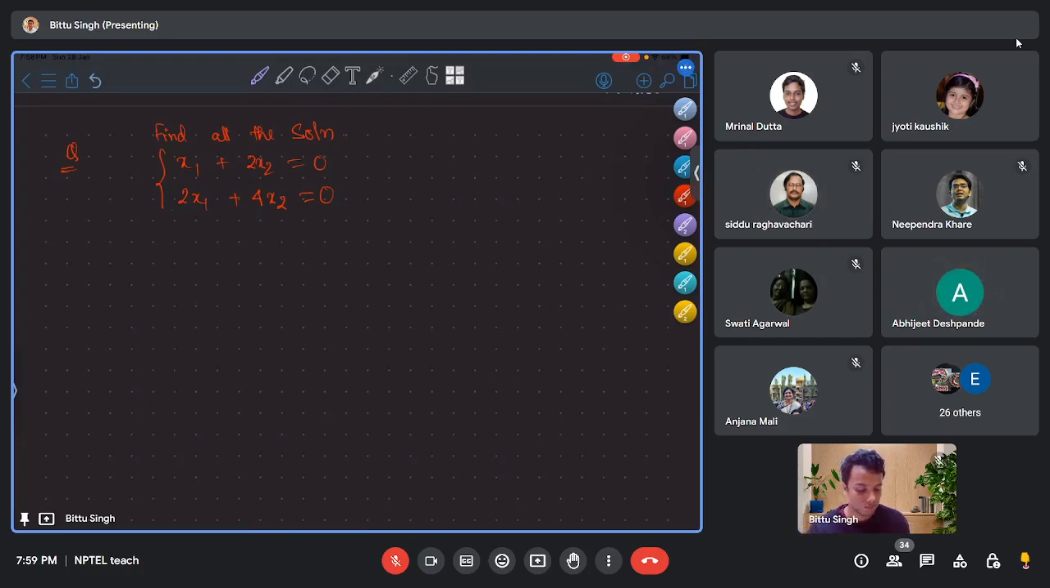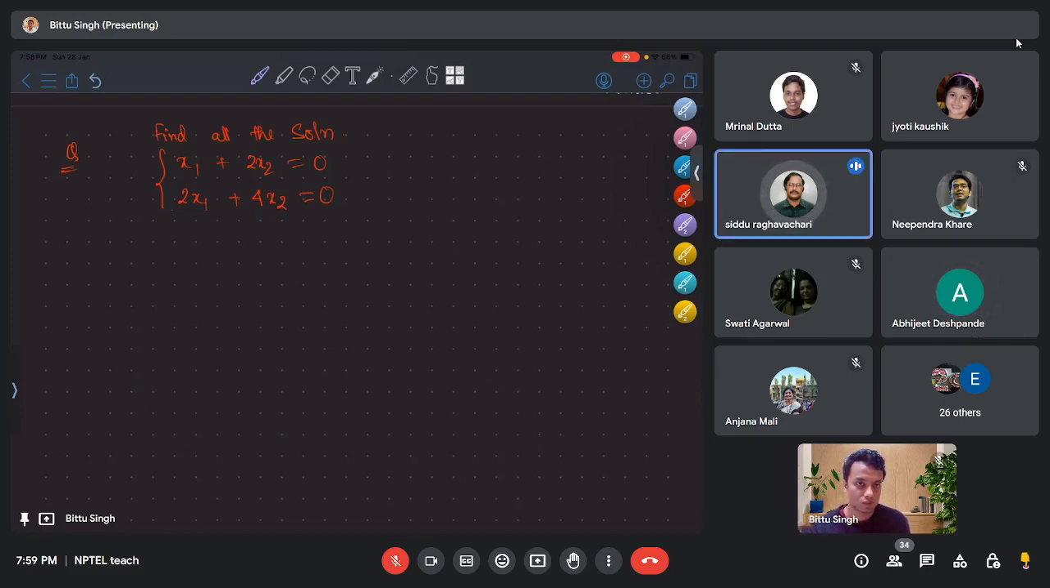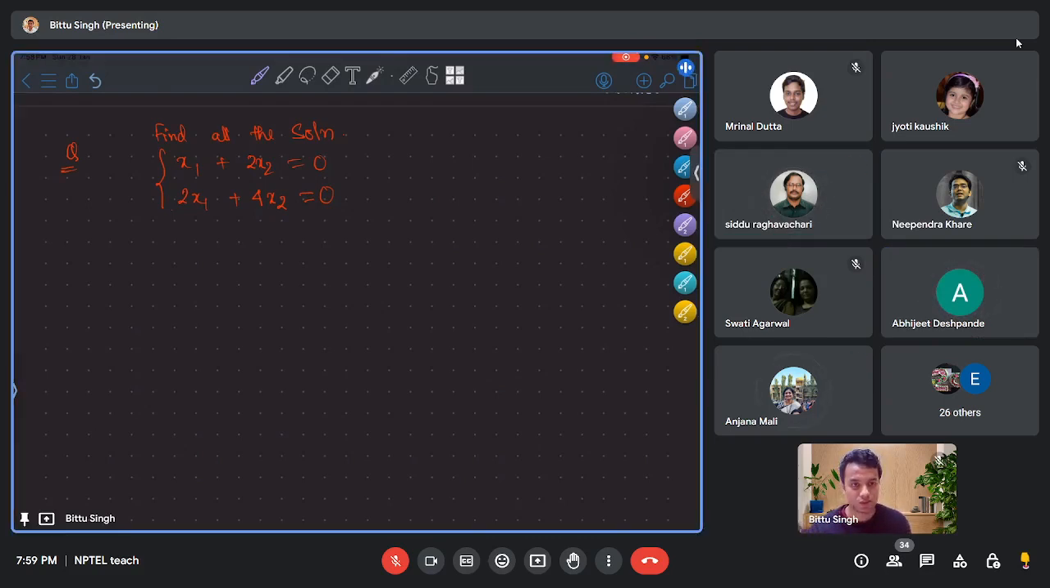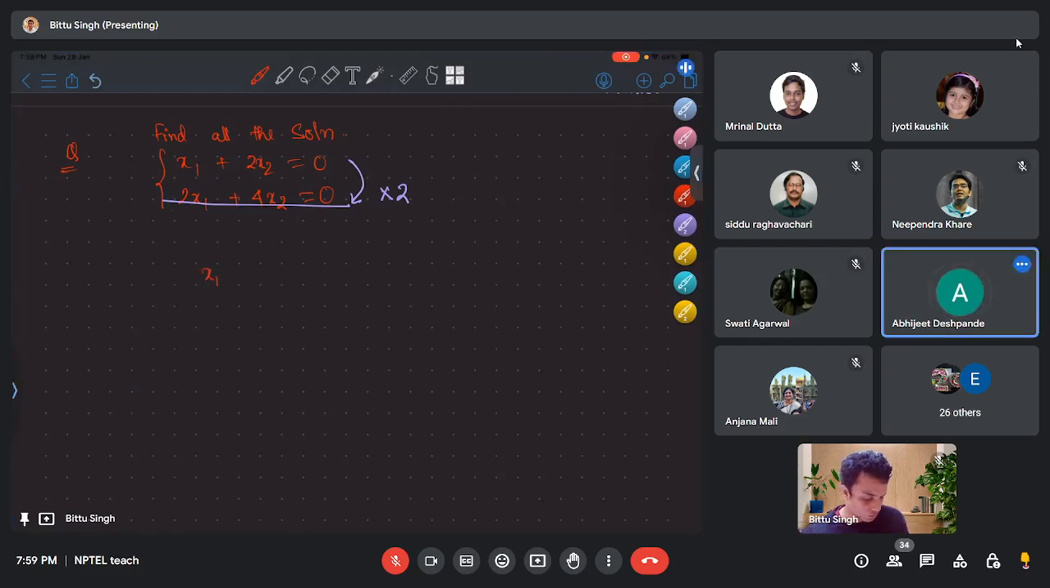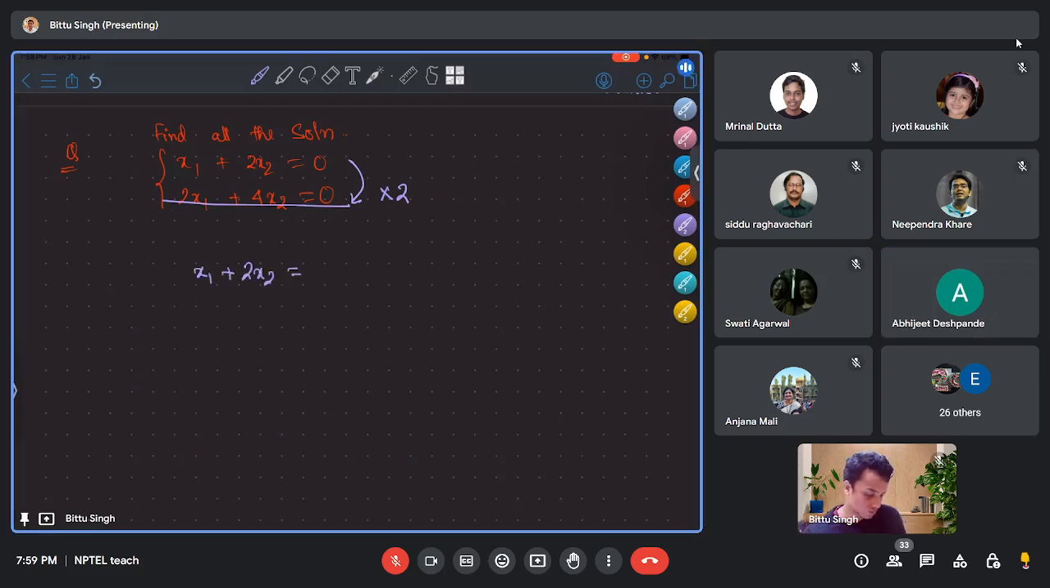Why? Because both equations are the same. The second equation is nothing but the first equation multiplied by 2. So there is only one independent equation: x1 plus 2x2 is equal to 0, and therefore there is one free variable.